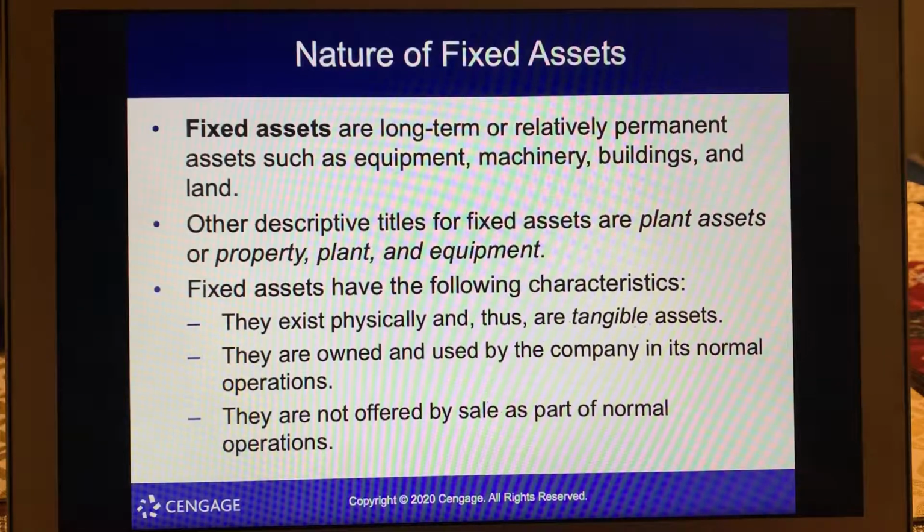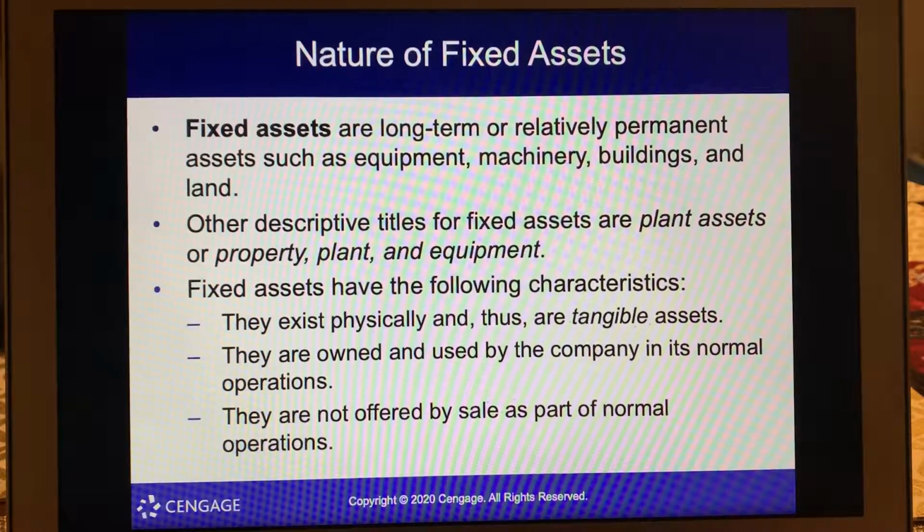Fixed assets are long-term or relatively permanent assets such as equipment, machinery, buildings, and land. We've accounted for this before, just basically, but we're going to get into this a little more in depth. Other descriptive titles for fixed assets are plant assets or property, plant, and equipment.